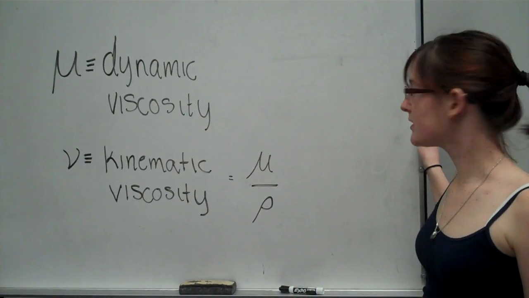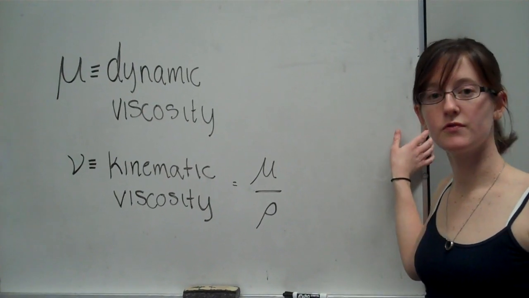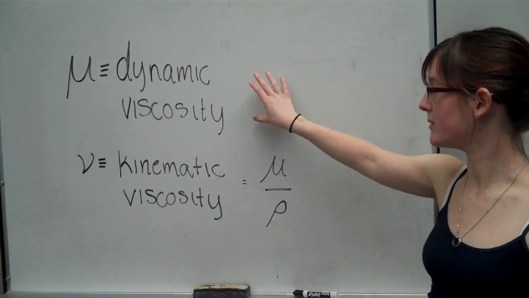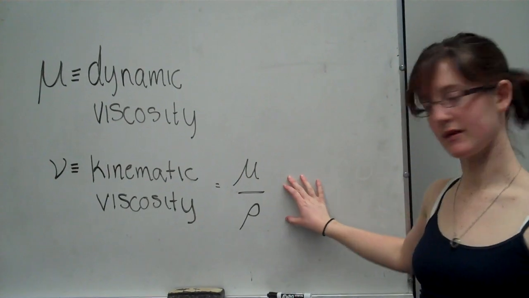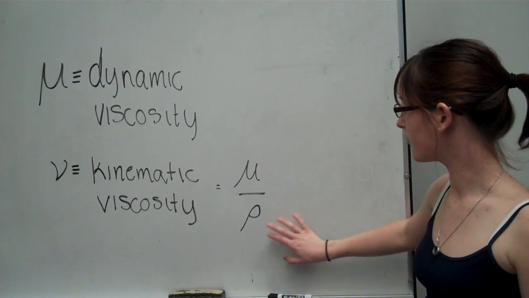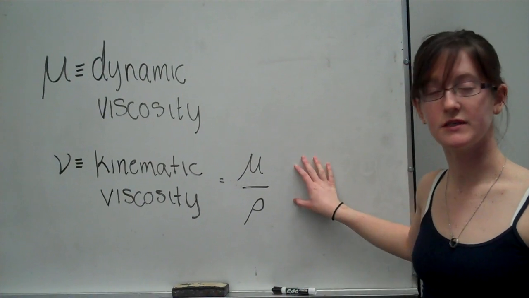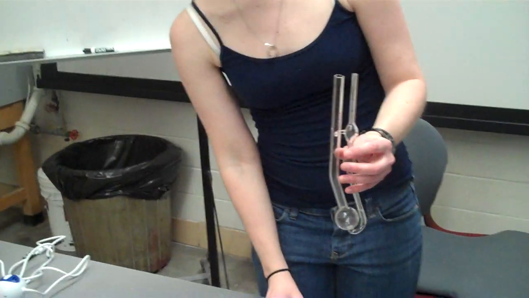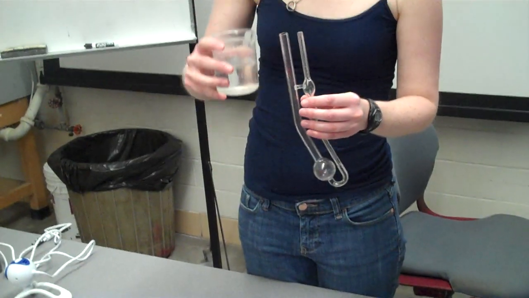In the third part of the lab, we'll look at viscosity. There are two forms of viscosity. There's dynamic or absolute viscosity, which is what you'll be measuring today. And there's kinematic viscosity, which is the ratio of the dynamic viscosity over the density of a fluid. Viscosity, as you remember, is simply the fluid's resistance to flow. In the first part of the lab, you'll be using a viscometer to measure the viscosity of water.